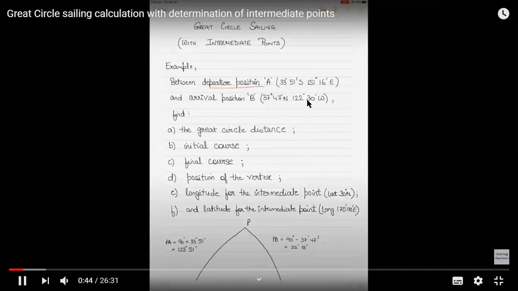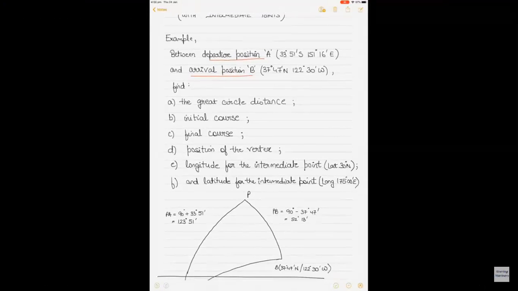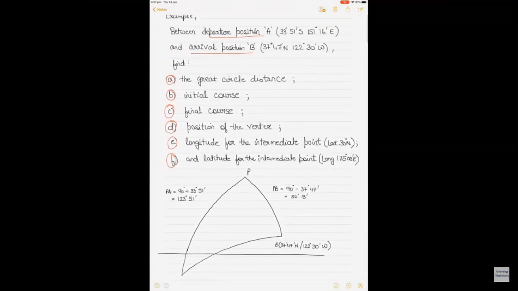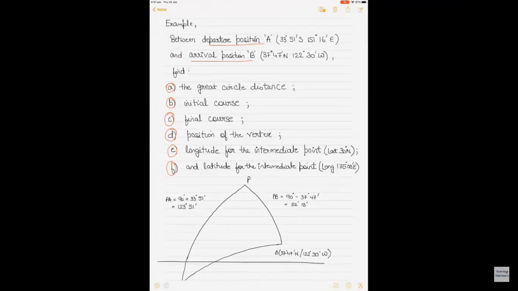So now we are going to do great circle questions with intermediate points. We have a departure position A and an arrival position B, and we have to find the great circle distance, initial course, final course, and then the position of the vertex using Napier's rules, and then the longitude for the intermediate latitude of 30 degrees north, and the latitude for the intermediate point for longitude 175 degrees east. So one is in the southern hemisphere and one is in the northern hemisphere, like our previous questions. A is 33 degrees 51 minutes south, and B is 37 degrees 47 minutes north, 122 degrees 30 minutes west.